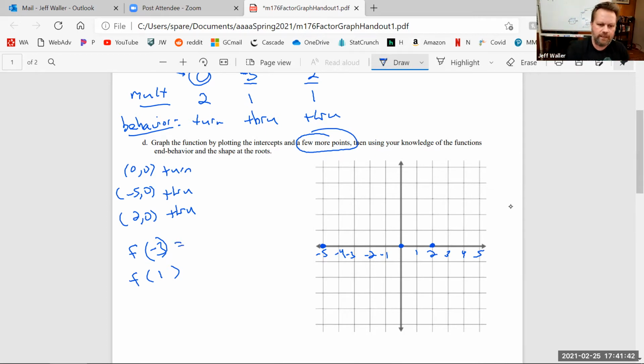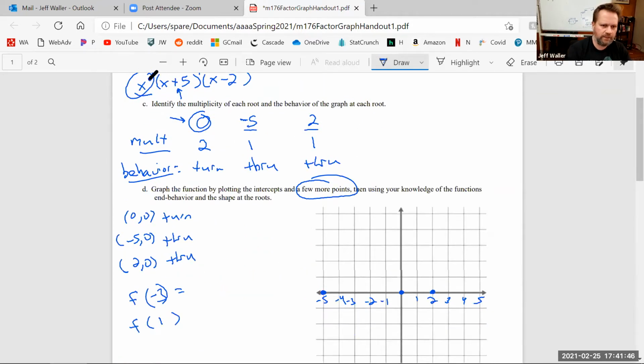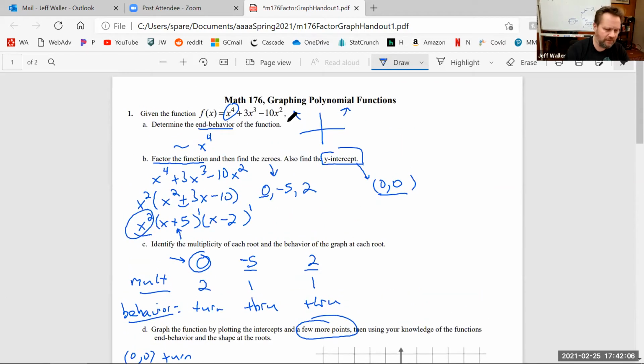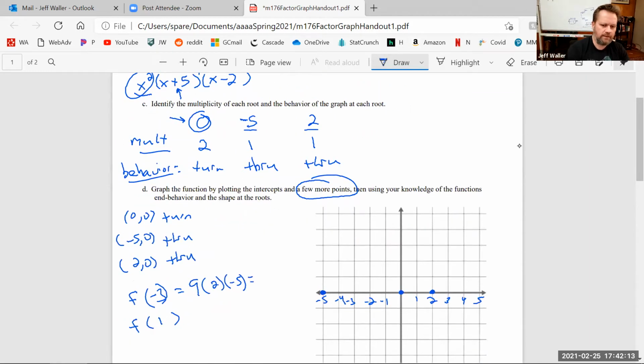So let's see, what is f of -3? I like to put it into the factored form right up here. f of -3 would be 9 times 2 times -5. Do you guys see that? Is that cool? You guys okay out there? Or you could put it in here. It's the same thing. These are the same function, right? It's just a little quicker to do this. So there I get -90.